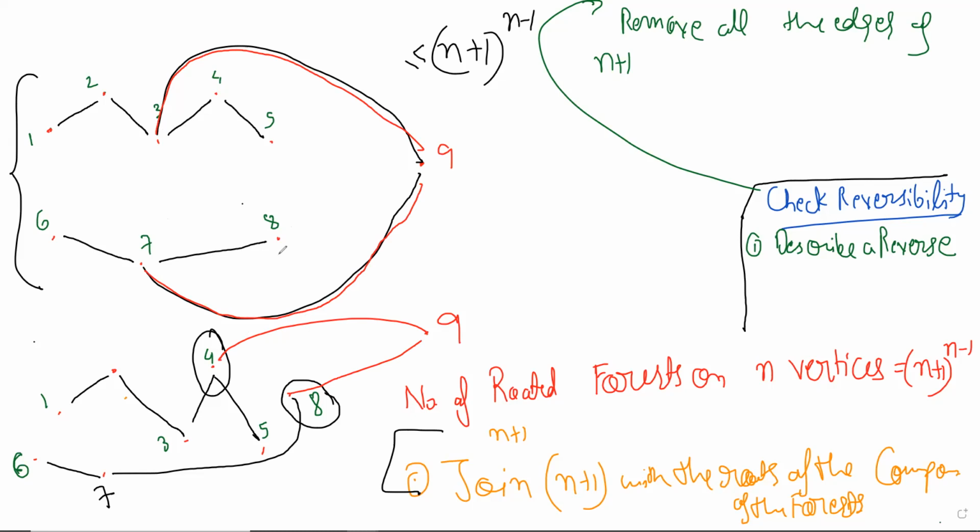Yeah, try to write it out. You can obviously get all trees, because any tree you take the n+1th. So remove all the edges of n+1 and designate the neighbors of n+1 to be the roots, right? Designate the neighbors of n+1 to be the root. Simple.